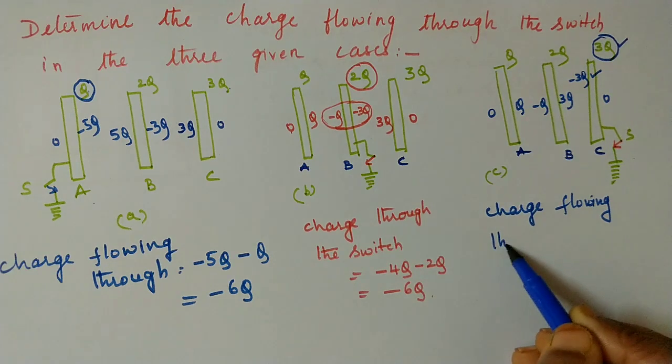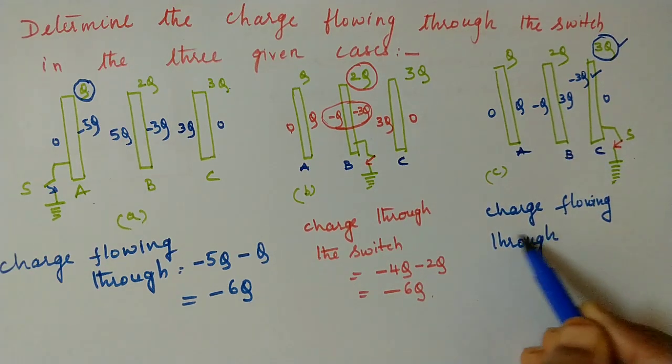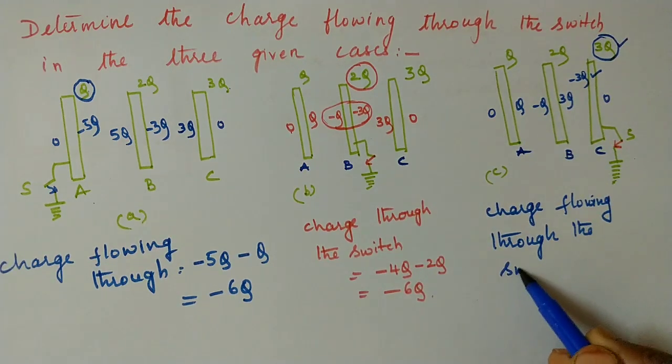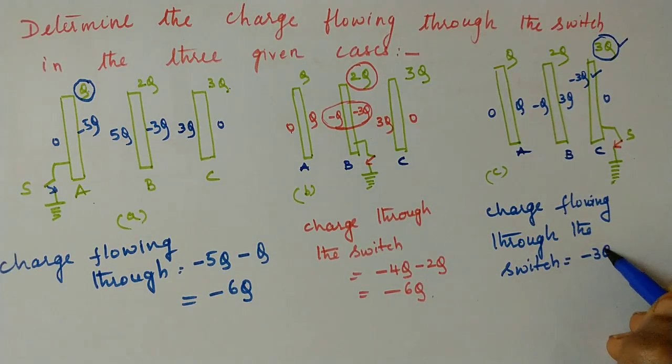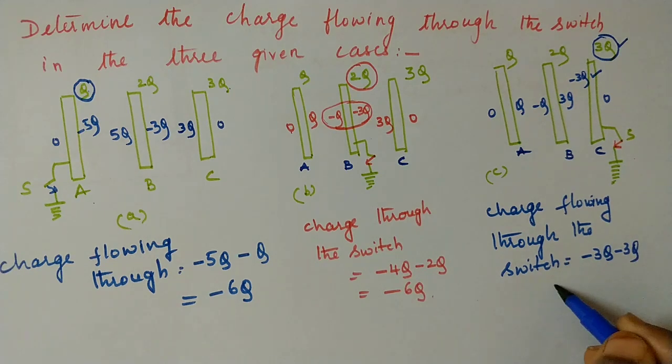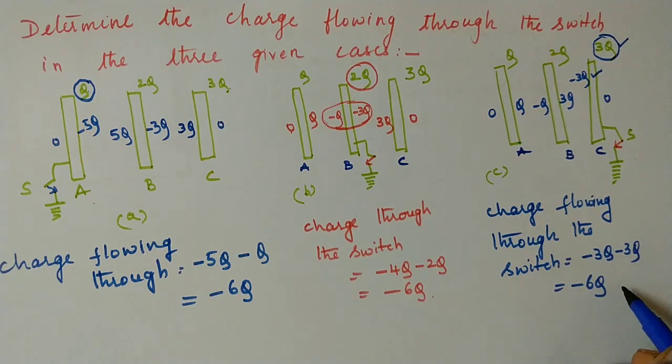Charge flowing through the switch would be final minus initial, minus 3Q, minus 3Q. Your answer would be minus 6Q.